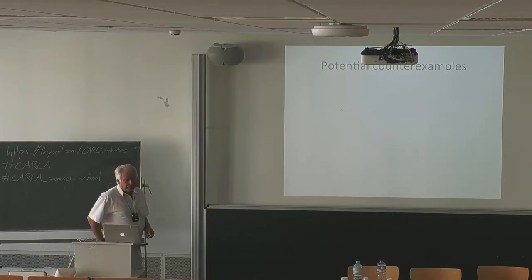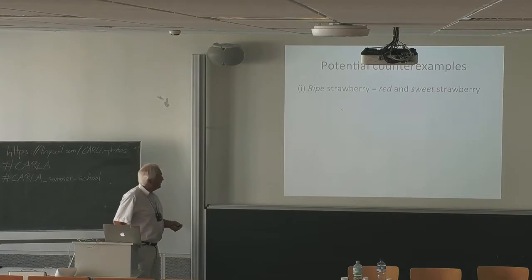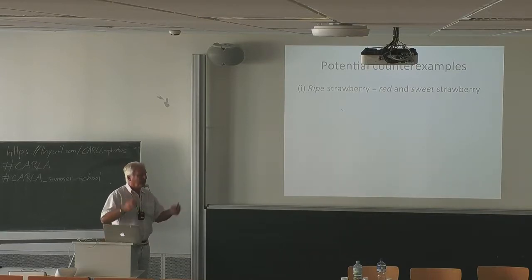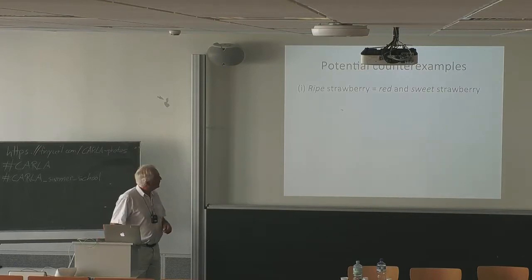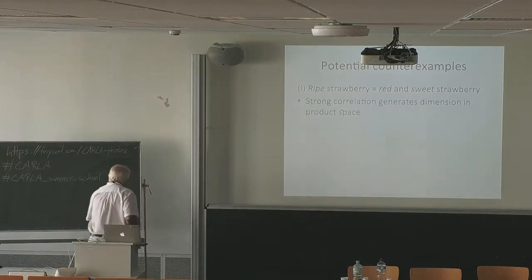There are some potential counterexamples. Some say that ripe is really saying something about both the color and the sweetness, and that it's a combination of different domains. Yeah, it might be, but I'm not so sure about it. We can also analyze it as a strong correlation between different domains.